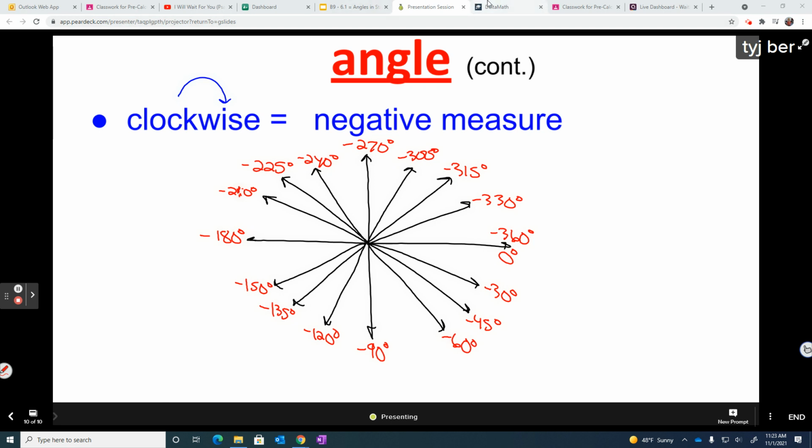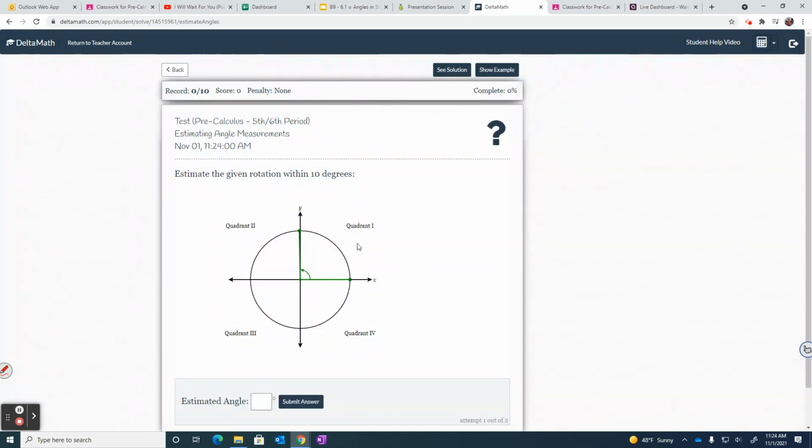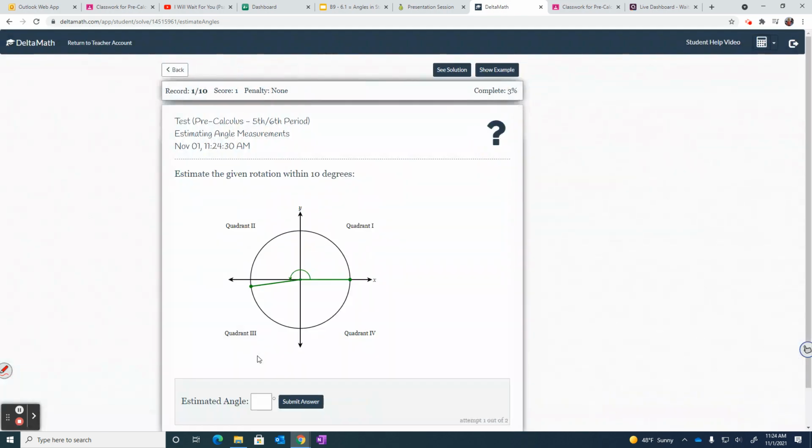So what we're going to look at now is how we're going to accomplish this on Delta Math. You don't need to start on it yet, just watch for a couple minutes here. It's not hard, but just going to give us some practice with this. This first section, all you're going to do is basically just estimate it. You have to be right within 10 degrees. So you can see the angle here. You can see just this little green part here. So obviously that one's exactly 90 degrees. So all you do is estimate it within 10 degrees. This would be very easy.